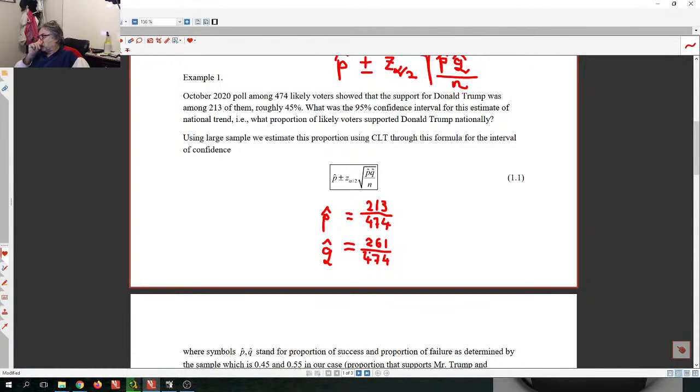Okay, roughly 55%. We also know the N, of course, the sample size. Obviously, I mentioned that already a couple of times. It is 474. Check. Large sample is large, of course, because we need to use the central limit theorem. Without a large sample, we cannot do any estimate here.